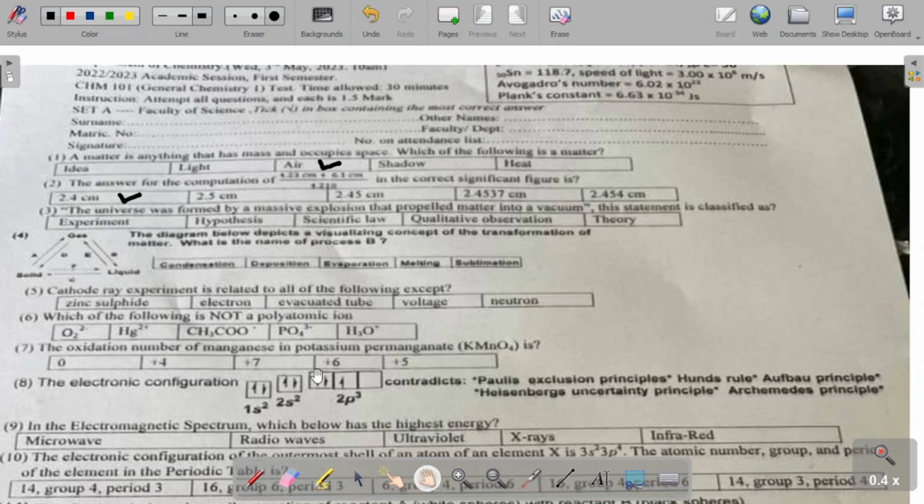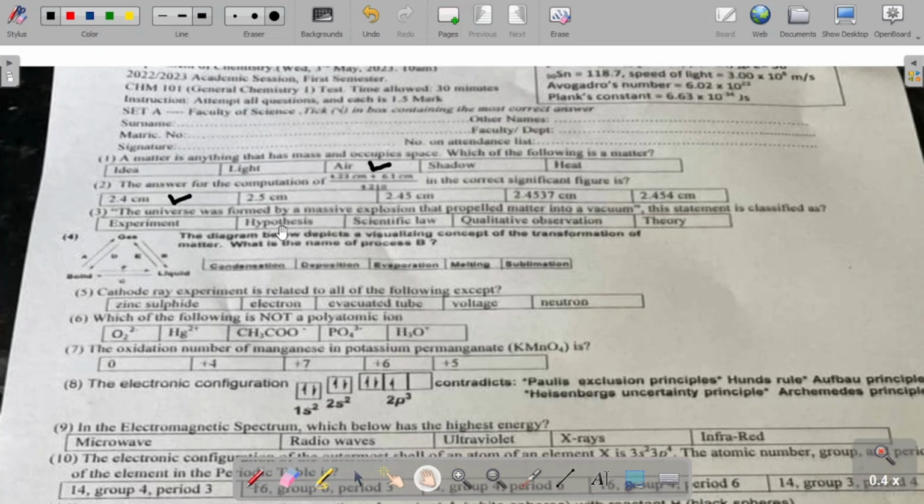Question 3 says, the universe was formed by a massive explosion that propelled matter into vacuum. This statement is classified as, the first thing you have is experiment. Second thing you have there is hypothesis. Next thing you have there is scientific law. Next thing you have there is qualitative observation. Next thing you have there is theory. The answer to this question is theory. This theory is called the Big Bang theory. So the answer there is theory.